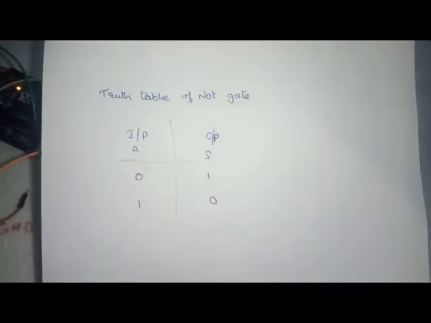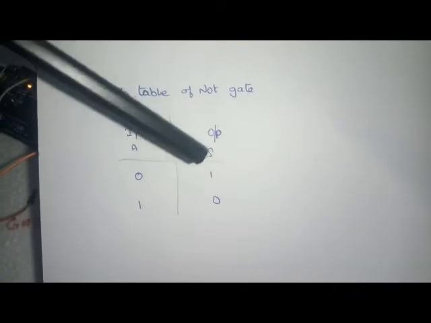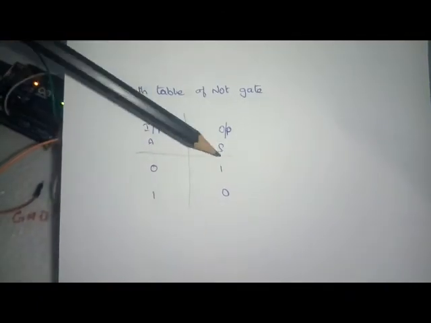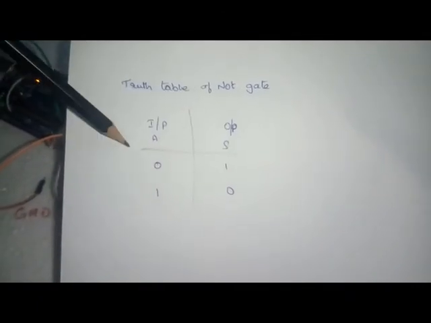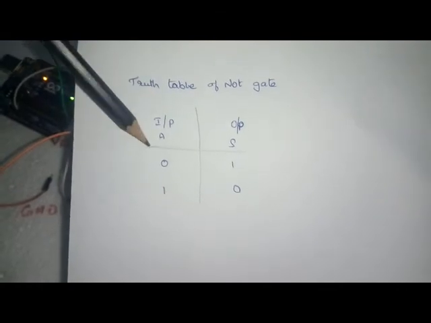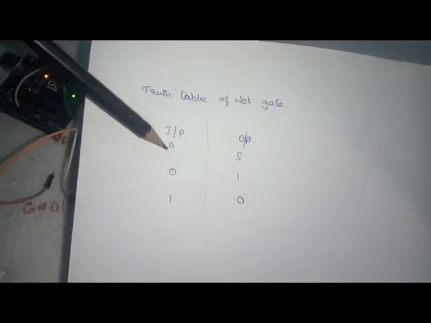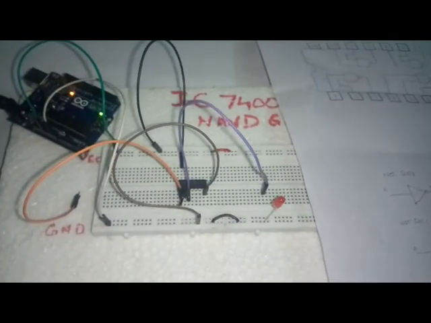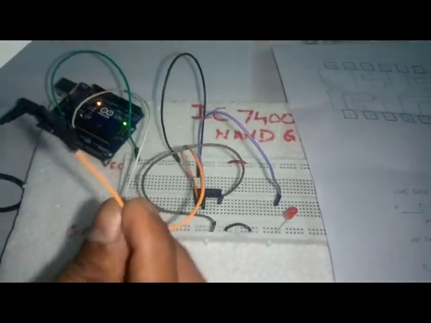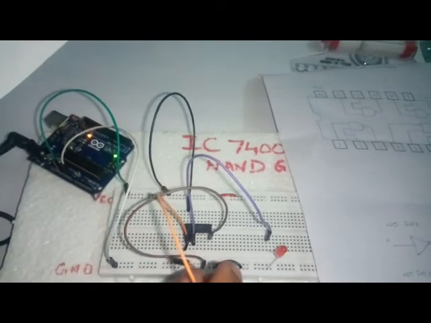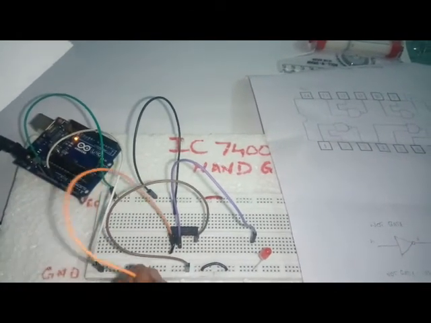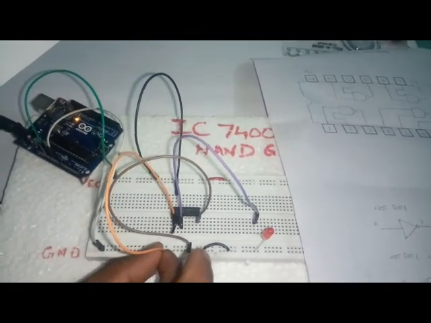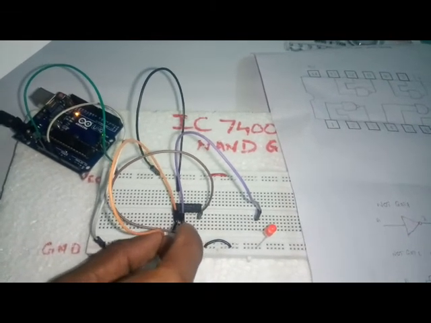This is the truth table of the NOT gate. Here we can see that the output of the gate is opposite to the input. That is, if the input is 0, we get an output as 1. Let's try it out. First, taking the input as 0. To do that, I am just connecting the input pin to the ground section.